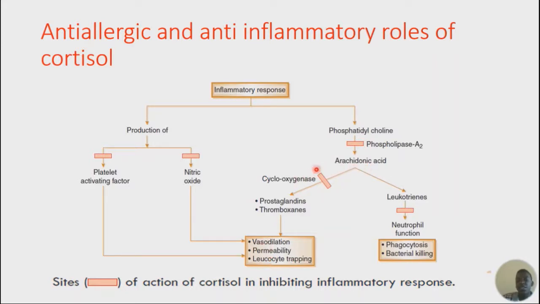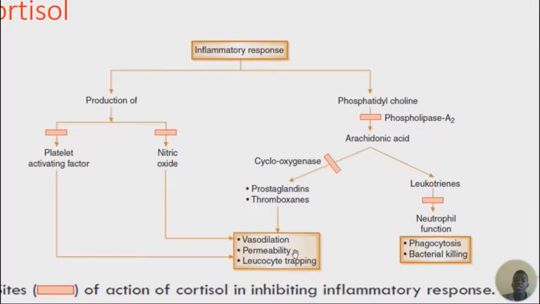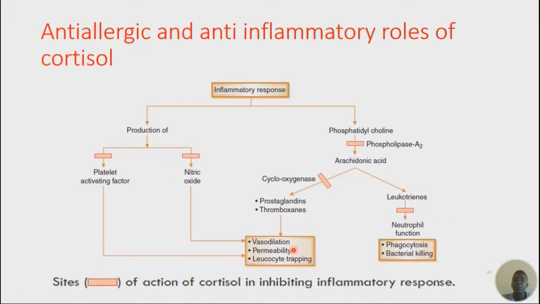This arachidonic acid is usually converted to prostaglandins and thromboxanes. So the cyclooxygenase COX enzymes are inhibited by the same hormone, cortisol. So even these effects here are affected: the vasodilation, permeability, and leukocyte trapping. Arachidonic acid can also be used to form leukotrienes, which are important in the function of neutrophils, which are phagocytic and bactericidal. So if we inhibit here by using cortisol, phagocytosis reduces. Okay, let's continue.